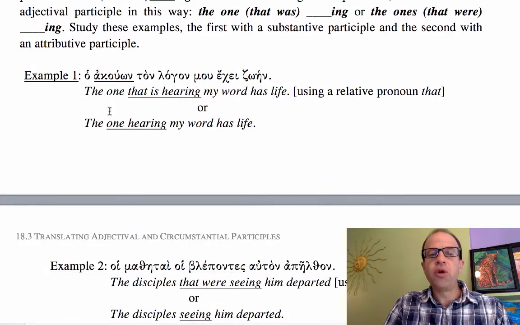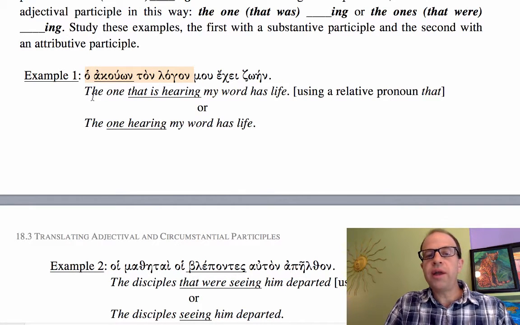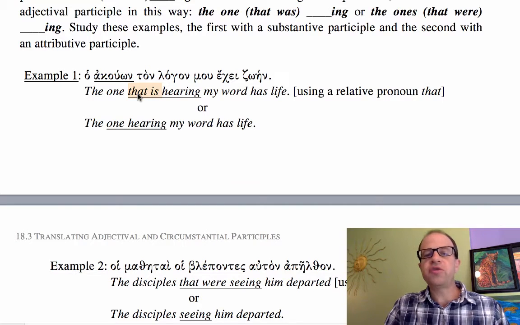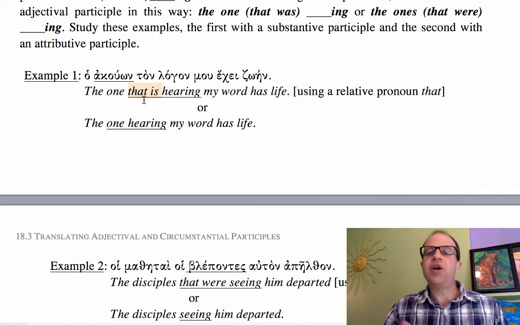So in this example, ho akouōn ton logon, this would be a substantive participle. It'd be the one that is hearing my word has life, or simply the one hearing. Notice that the difference between the two is the addition of this demonstrative, well, really it's a relative pronoun, that, with the helping verb is. And to use that is helps to convey an ongoing, progressive, contemporaneous sense to the participle.